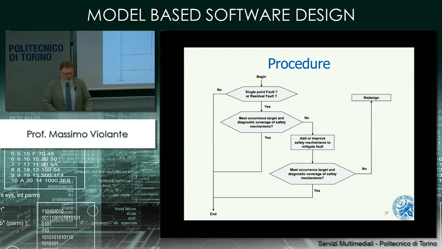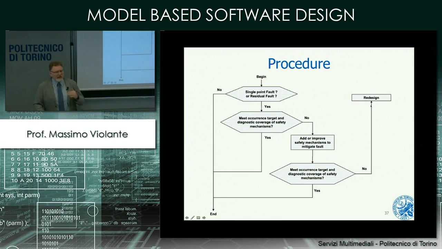Then we have a process that is this one. So what we have to do here? Clearly, we have to check whether we meet the target. If we meet the target, we are happy. The design is good. We can move on. If the target is not met, well, we try to add some additional mechanism to cope with the portion of faults that the current design is not able to deal with. Then we check again. Are we on target? If yes, we are happy. We have done our job. If not, we have to redesign.